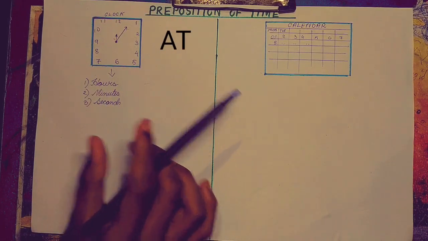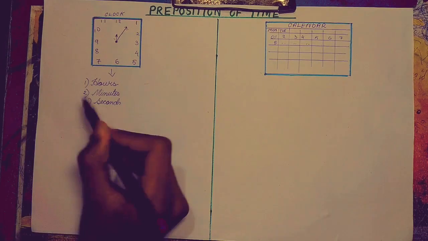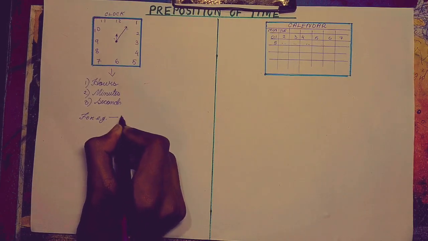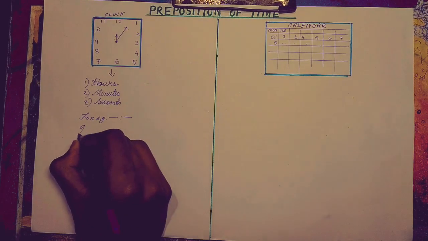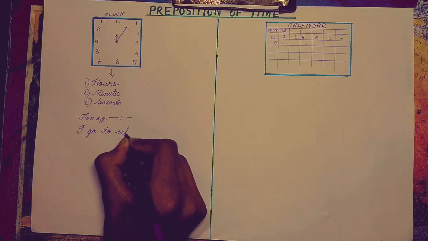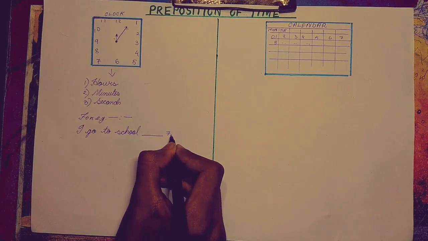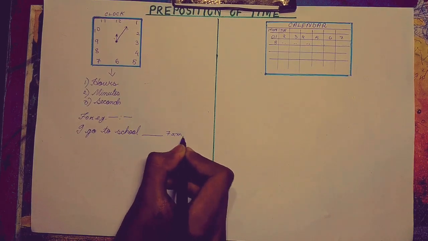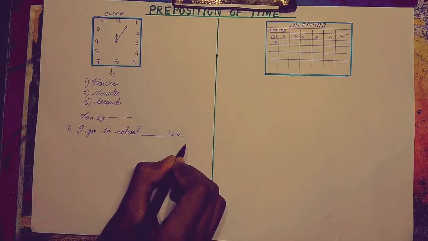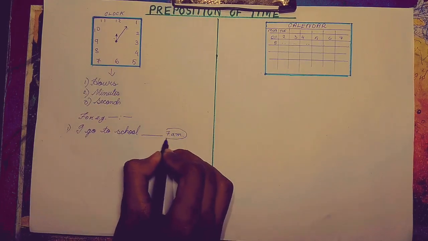Hours, minutes, seconds. So when you have to show the time on a clock, you will always use the preposition at. The preposition at you will use in this situation. For example, I go to school at 7 a.m. If you notice, this 7 a.m.